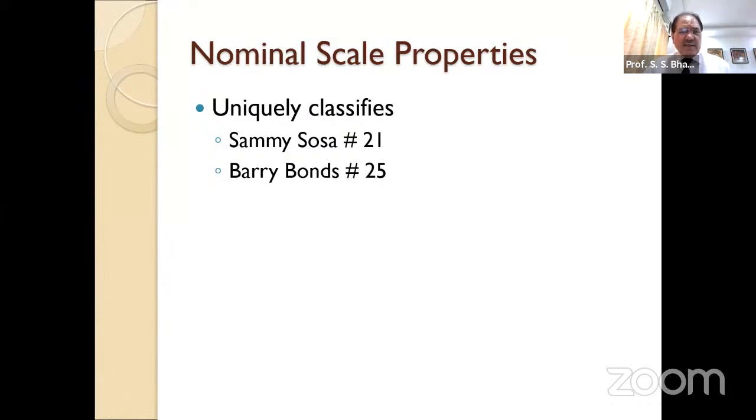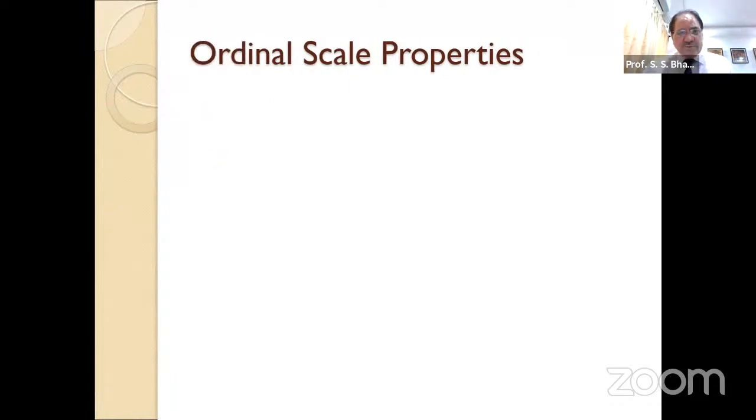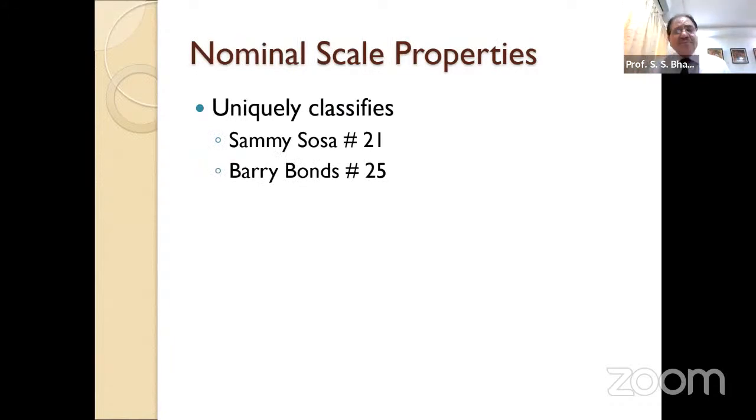There are two names I have written, Sammy and Barry Bonds. These are two people, and they may have serial numbers 21 and 25. They can be classified, that is, who is Sammy Sosa and who is Barry Bonds. Any names can be taken, right? So the nominal scale is used for classifying. Where do you use it in research work? You use it for dividing the sample into different groups, and then maybe comparing different groups.